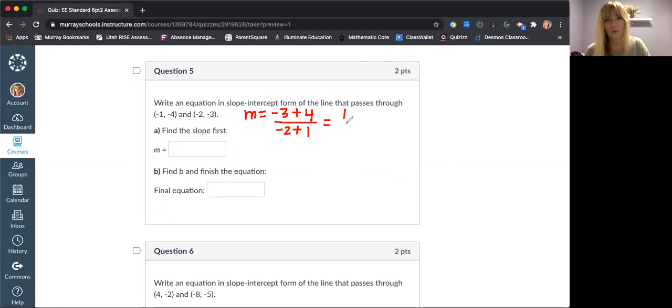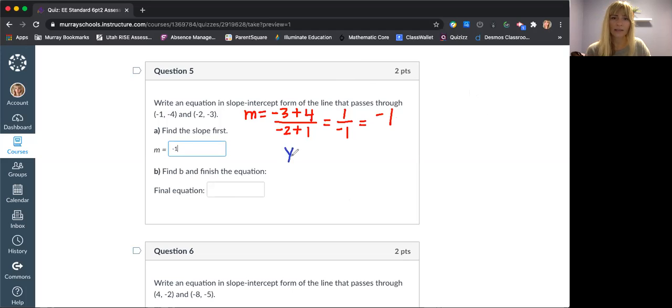Negative 3 plus 4 is 1. Negative 2 plus 1 is negative 1. That makes the slope negative 1, which is precisely what I type in here. You don't have to type negative 1 over 1, just negative 1. I think I actually still keyed it as correct if you did type negative 1 over 1, but in the equation, just use negative 1. It'll make your life so much easier.